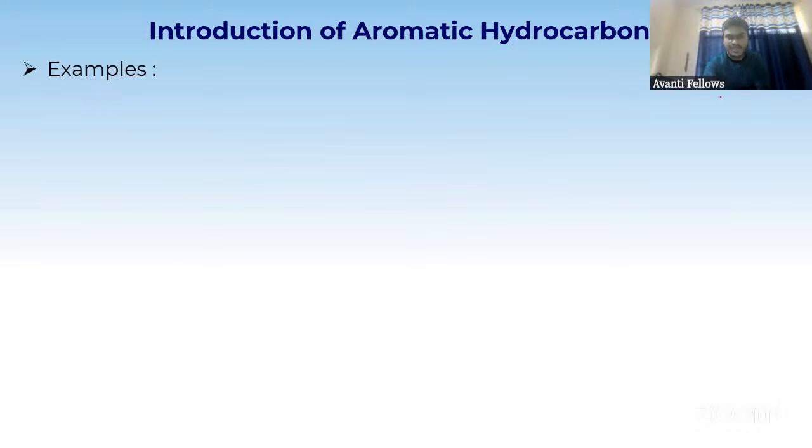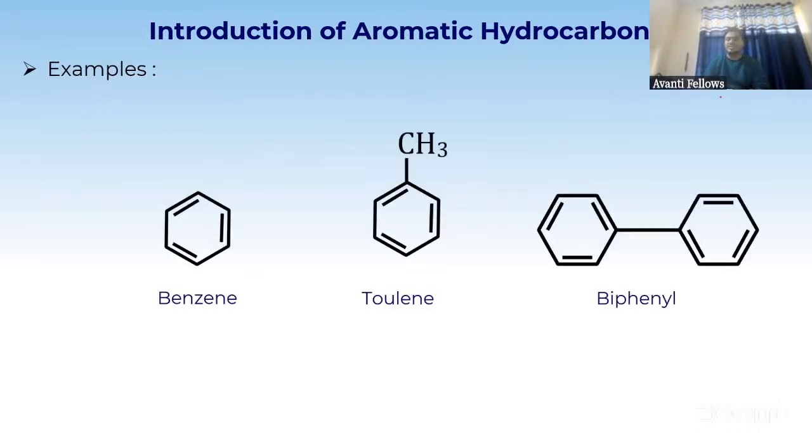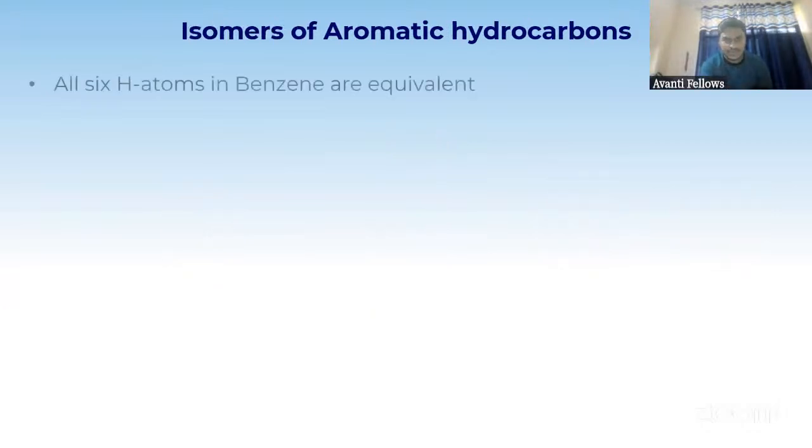Now let's see with an example. So this is benzene. This is toluene. This is called biphenyl. तो benzene हो गया, toluene हो गया, and biphenyl हो गया. Remember this thing, right? So benzene, toluene, and biphenyl.